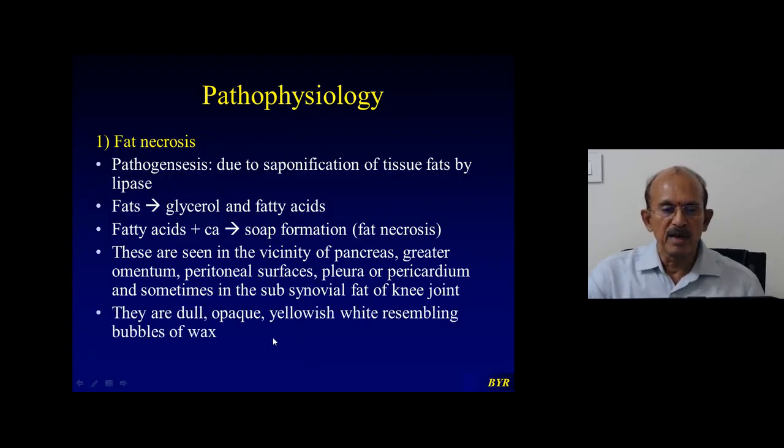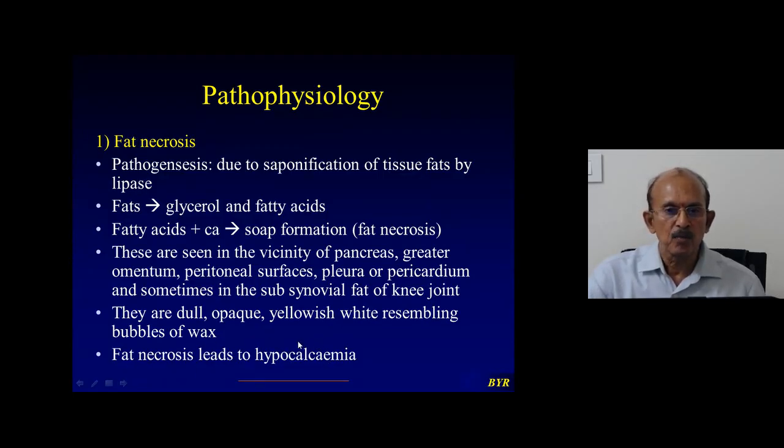These fat necrotic areas are dull, opaque, yellowish white, resembling bubbles of wax. They just look like wax. Fat necrosis leads to hypocalcemia. So if there is severe fat necrosis, a lot of calcium in the body will be consumed in the formation of these soaps. So that leads to hypocalcemia. So estimation of calcium is one of the markers for assessing the severity of pancreatitis.